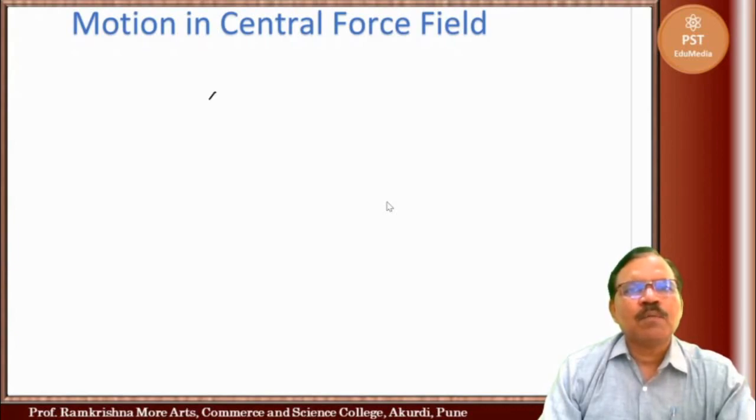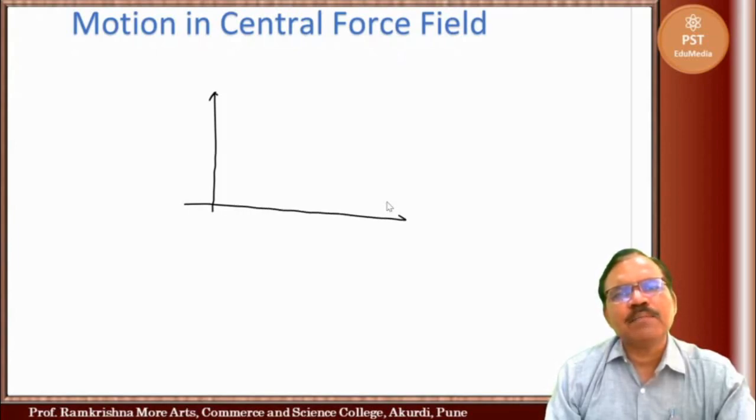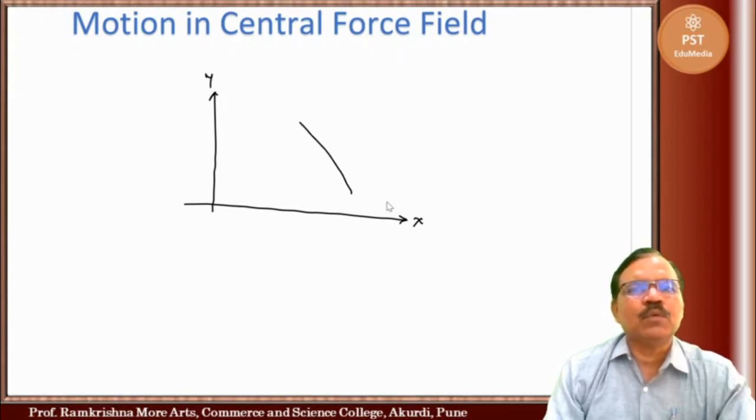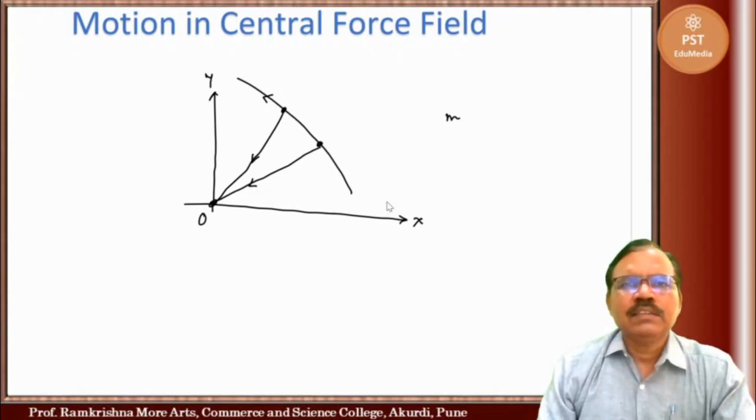Suppose a body is moving in a two-dimensional plane. Suppose this is the xy axis, and the body of mass m is moving along some curved path. Suppose we take any point here. If the body is here, the force is directed towards some center. So this is the center, and if we come here, the force is again directed towards the center. That force is called central force.